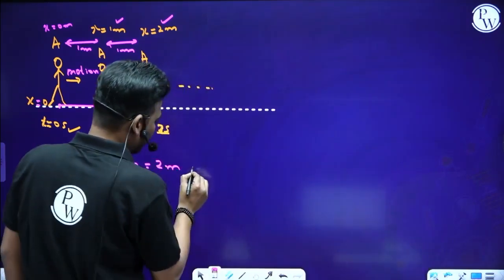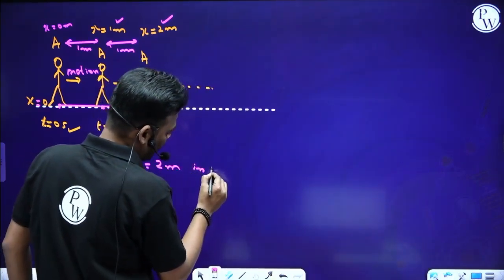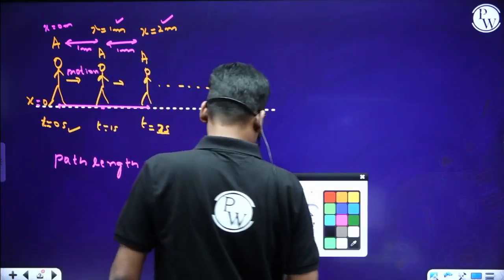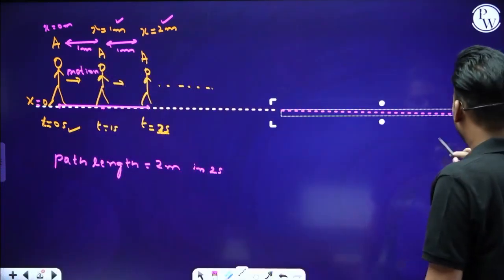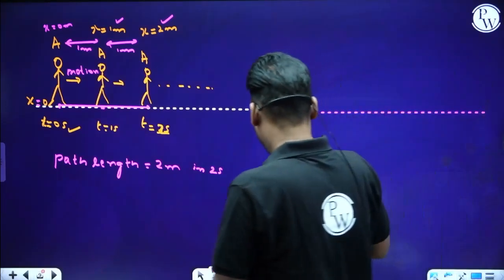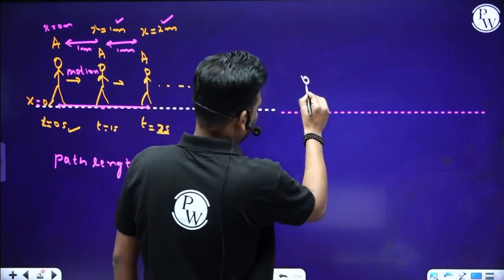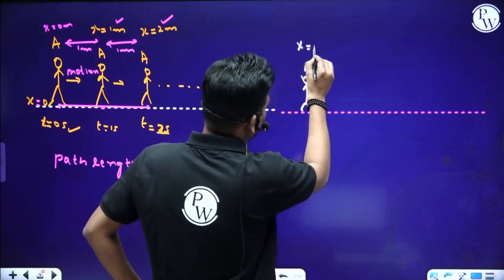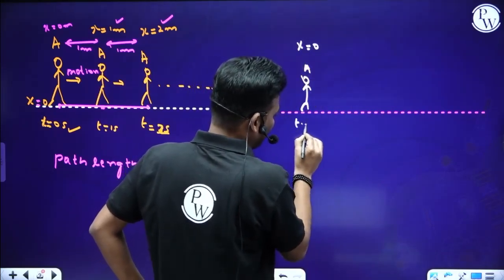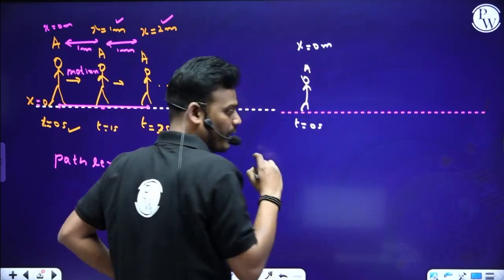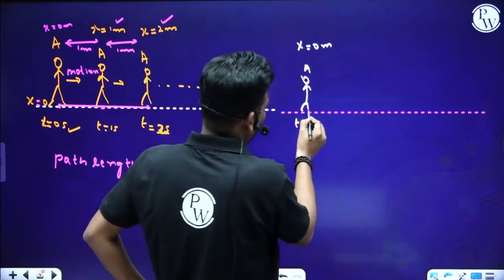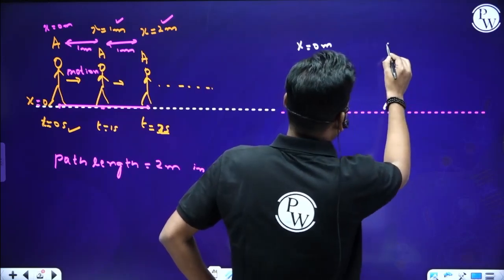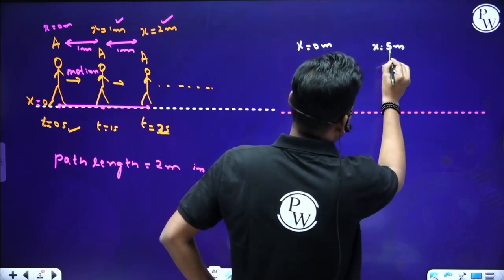This is in 2 seconds. Let's consider the same student in another case. Here also student A only. So the initial position x is equal to 0 meter and t is equal to 0 second. From here the student has traveled 5 meter, so x is equal to 5 meter.